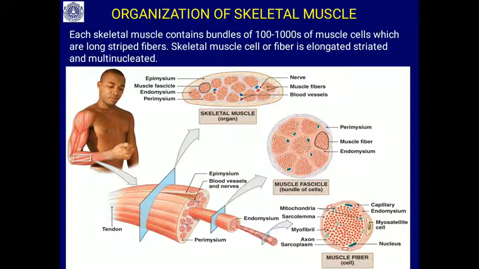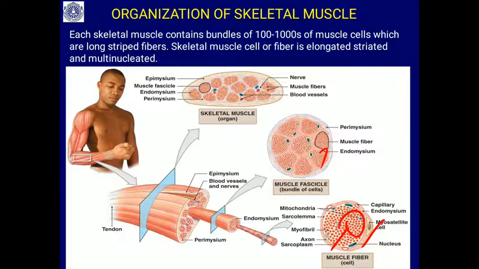So this skeletal muscle contains thousands of muscle cells, and they are called muscle fibers. This skeletal muscle fiber is elongated, striated and multi-nucleated. This is a single cell, multi-nucleated, and inside, because it is a cut section, you can see there are thousands of myofibrils.